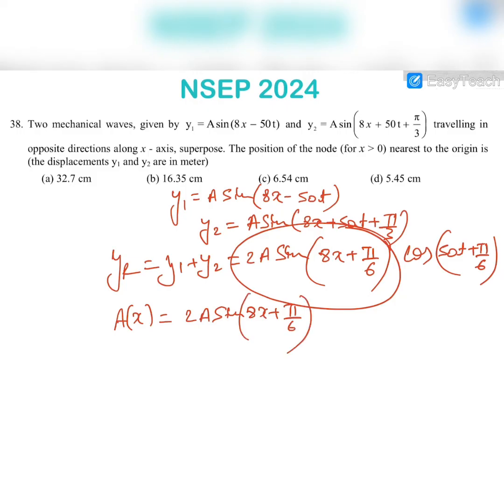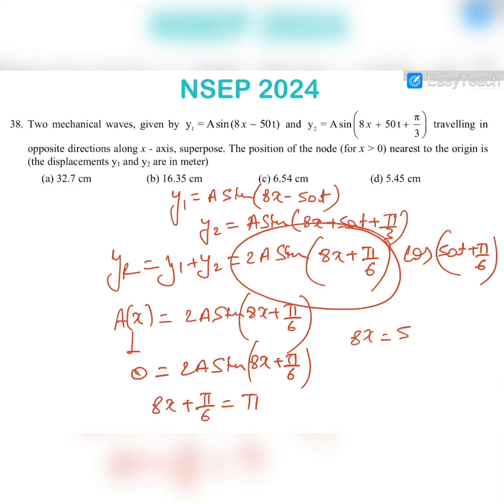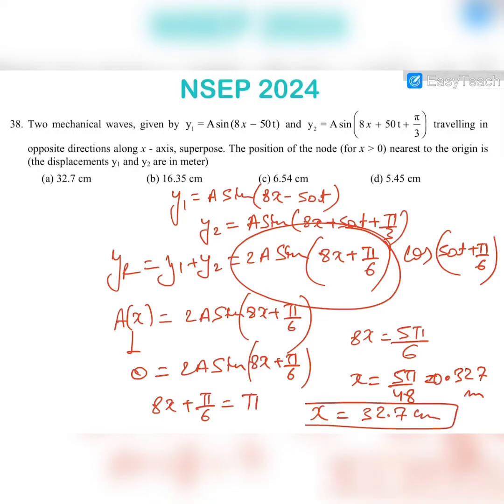We know that at a node the amplitude is 0, so 2A sin(8x plus pi by 6) is 0, which means that 8x plus pi by 6 is equal to pi. So 8x is equal to 5 pi by 6, and x is equal to 5 pi by 48, which is 0.327 meters, and x in centimeters is 32.7 centimeters. So the correct answer is A. Now let us move on to the next question.